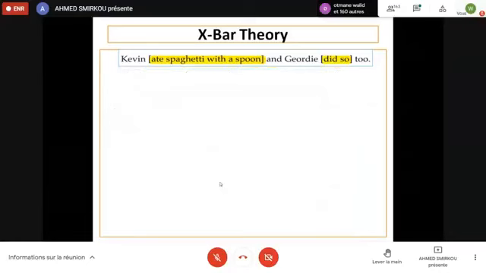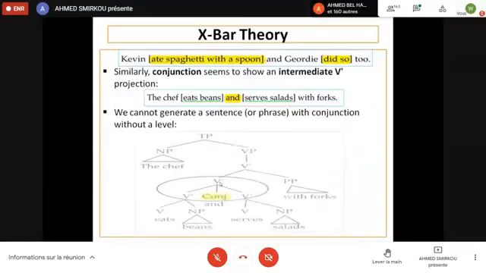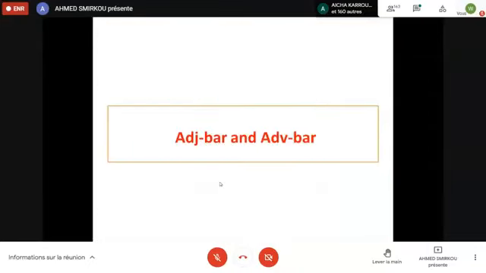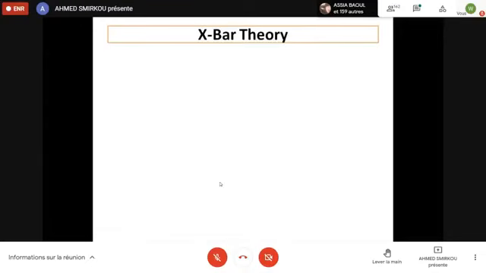So we're finished now with the arguments that there exists a bar level with the verb phrases. We gave the example of do so or that so or did so. We gave the example of I eat beans with a fork but Janet does so with a spoon. So using that so or did so or do so, we have shown that there exists an intermediate level, an X-bar, and also using conjunction. So we are going to do the same thing with adjective phrases and adverb phrases. We group them together. Do we have an intermediate level, an adjective bar, in the adjective phrases? Do we have an adverb bar in the adverb phrases? This is what we have to prove.